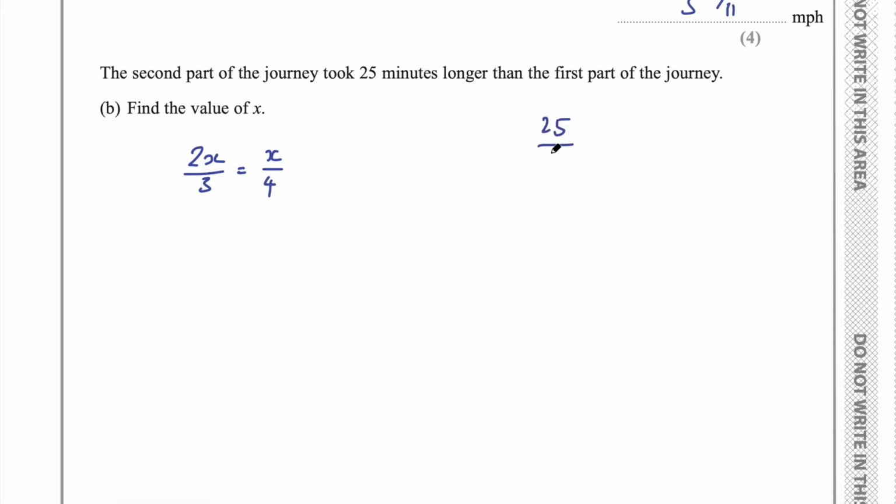One way we can do that is to divide by 60 and then simplify that fraction. So divide both by 5. 5 goes into 25 5 times. 5 goes into 60 12 times. So rather than 25 minutes, I could add on 5 over 12 hours. So my equation now is 2x over 3 equals x over 4 plus 5 over 12 hours. Just make sure you're reading that sentence carefully and adding the 25 minutes to the right time. Okay, so now we have an equation and we can simplify this and then solve for x.